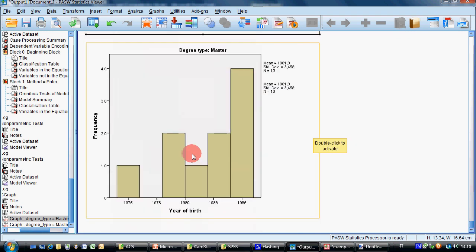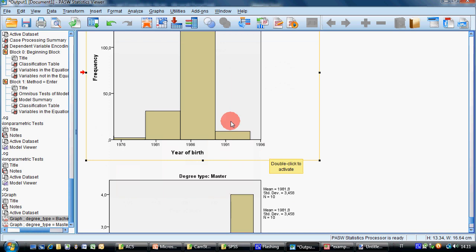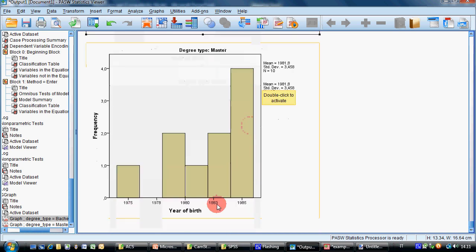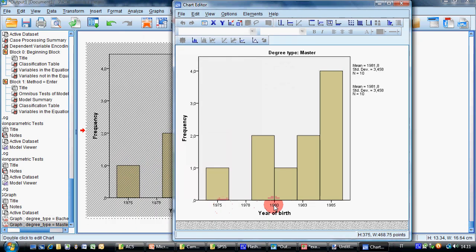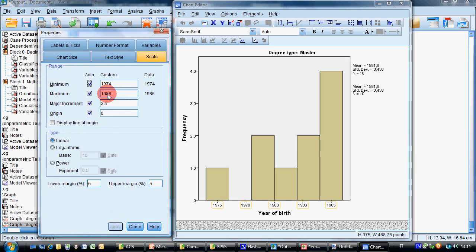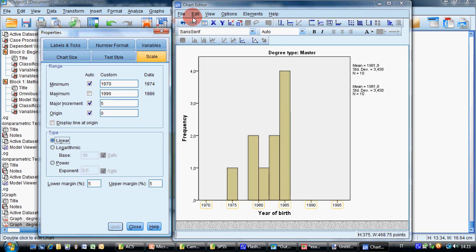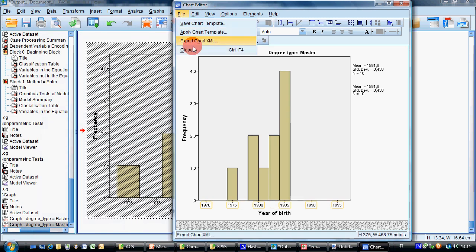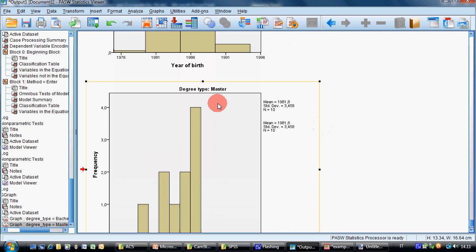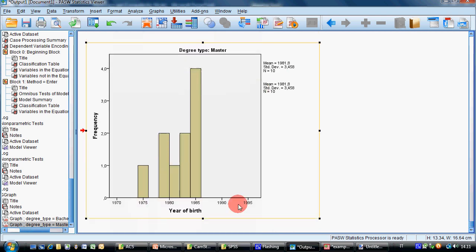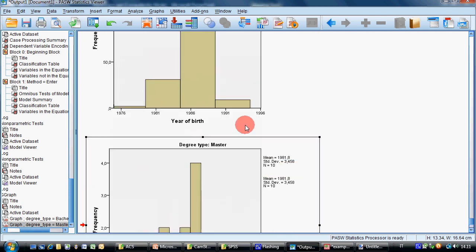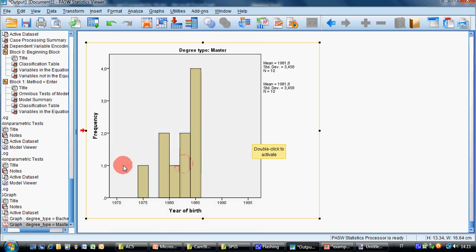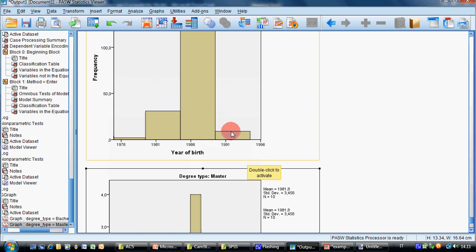Master is more shifted to the right. No, 1991, 1996. So let's also put here 1996. Okay. Finally. Now 1976, 1996. Okay, they are more or less the same. You see that master are more shifted to the left. So they arrive up to 1985 and stop, while here people arrive 1986 and 1991 also.